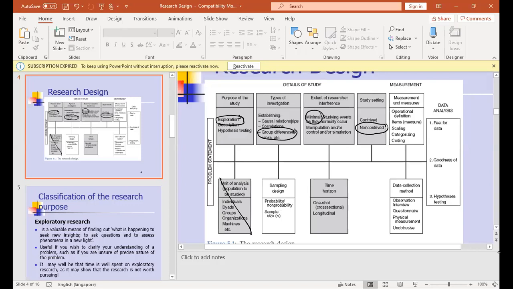Time horizon is one shot. So you can see how, based on different frameworks, you can interpret your research.